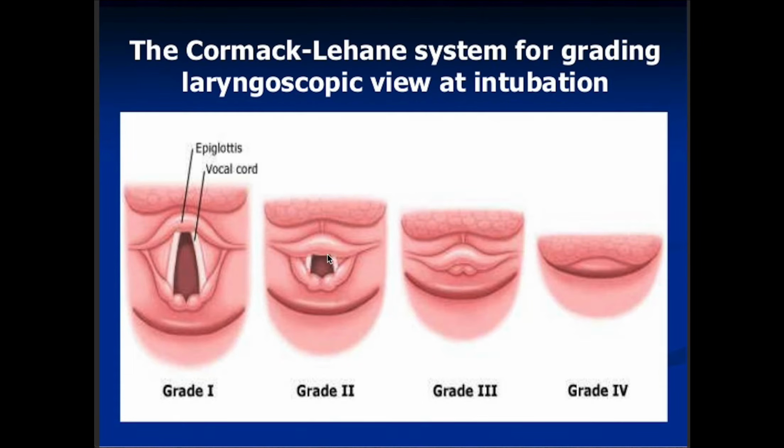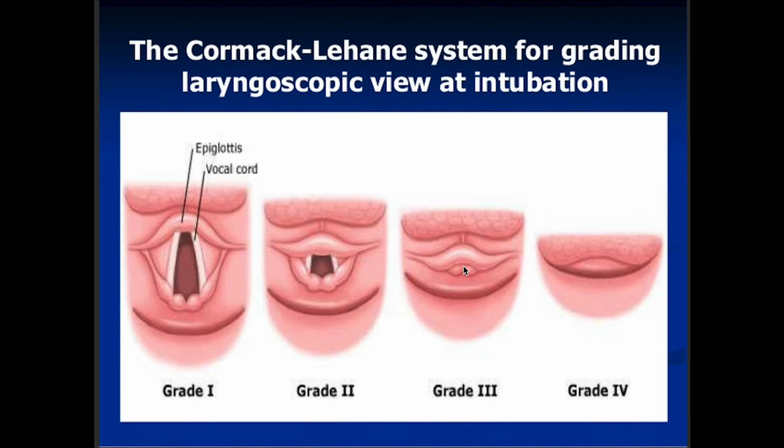In a grade 2 airway, you can still see some of the vocal cords, but not all of them. There are some classifications that will further divide grade 2 into 2A and 2B. But for our purposes, if you can see all of the vocal cords, it's a grade 1. If you can only see some of the vocal cords, it's a grade 2. Grade 3 is when you only see the arytenoids.